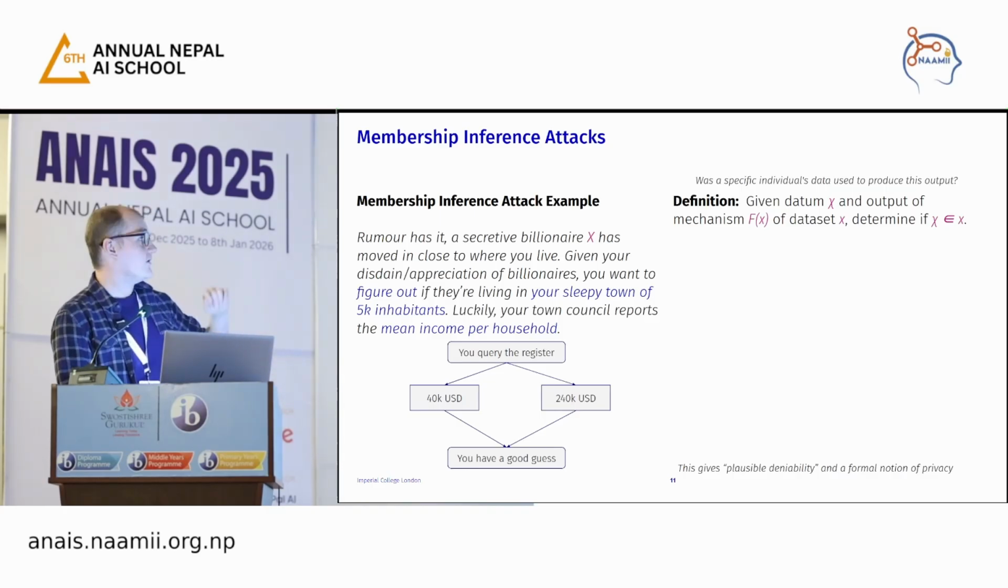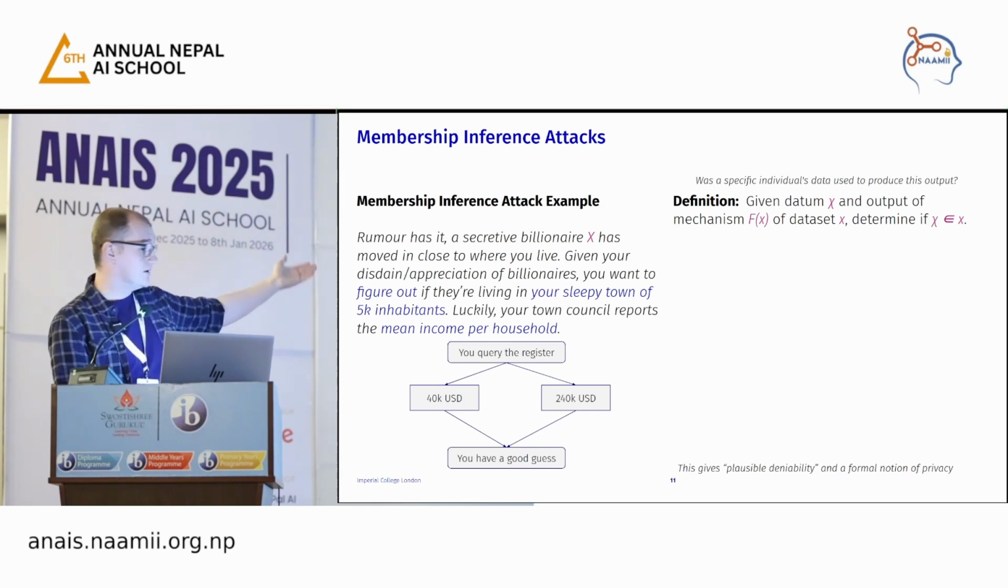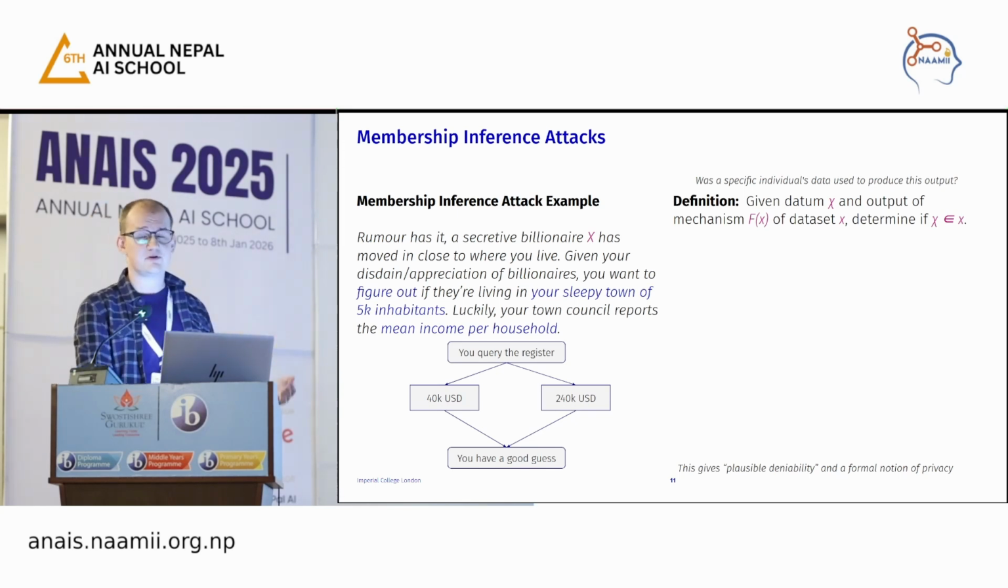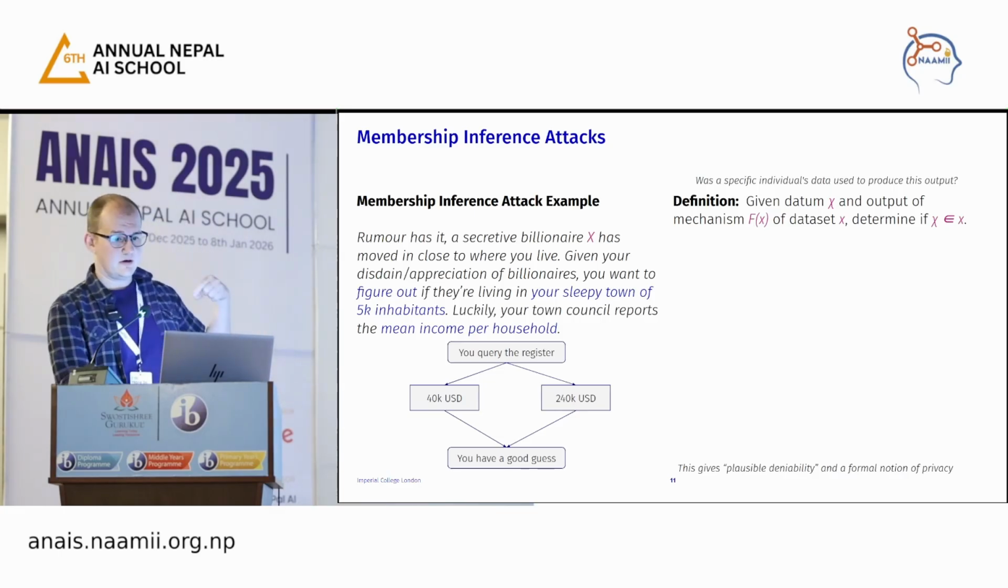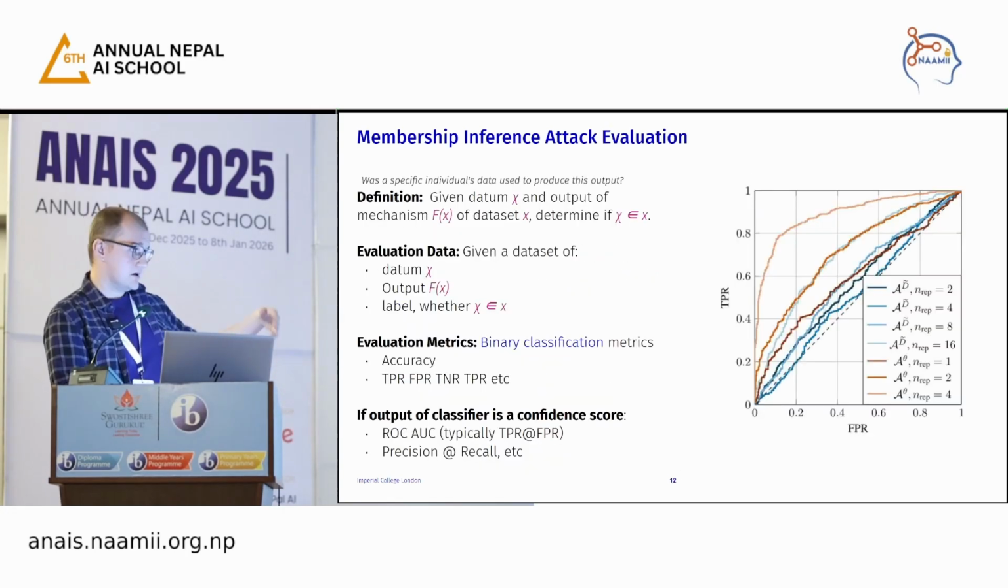To give a more formal definition, given a datum and an output of a mechanism, f of x, the datum would be the billionaire for whom you happen to know the net worth or income. The mechanism would be the query on the register, producing the average output of the dataset X, which is all your town members here. Your goal is to determine whether he is an element of the dataset X or not. In very plain English, the question is: was a specific individual's data used to produce this output?